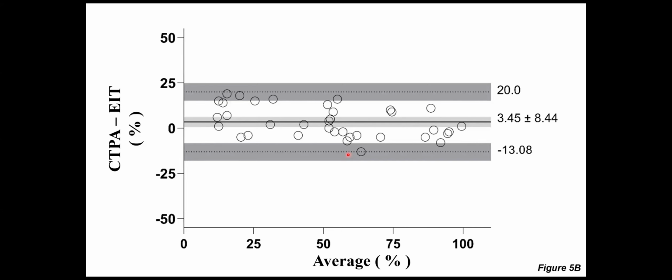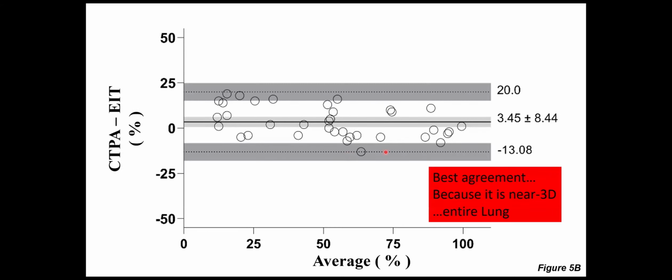And so this best agreement can be explained by the fact that the clot burden is really representing almost the entire lung, with the exception of the vessels located in the apex of the lung.